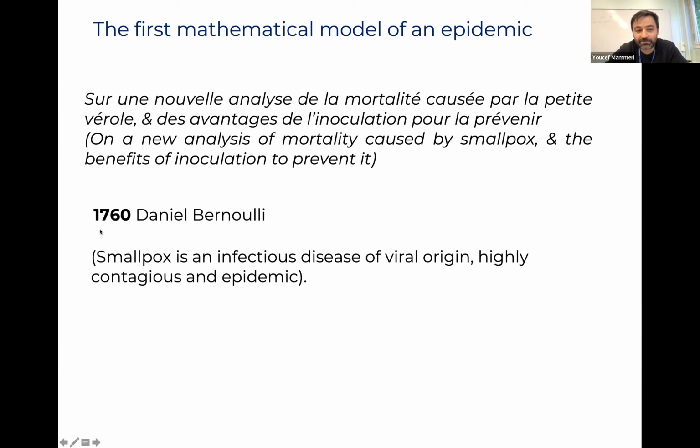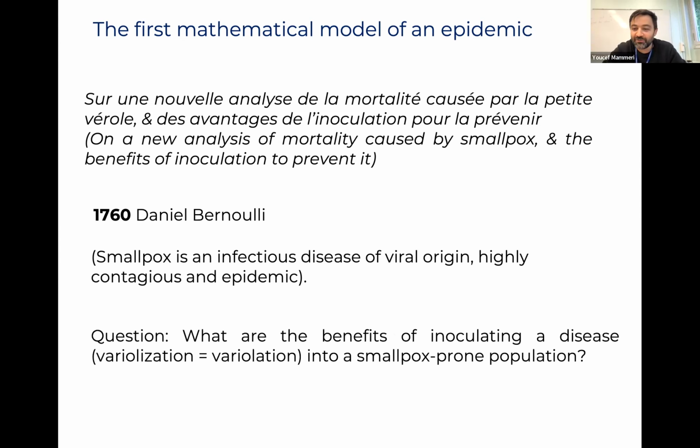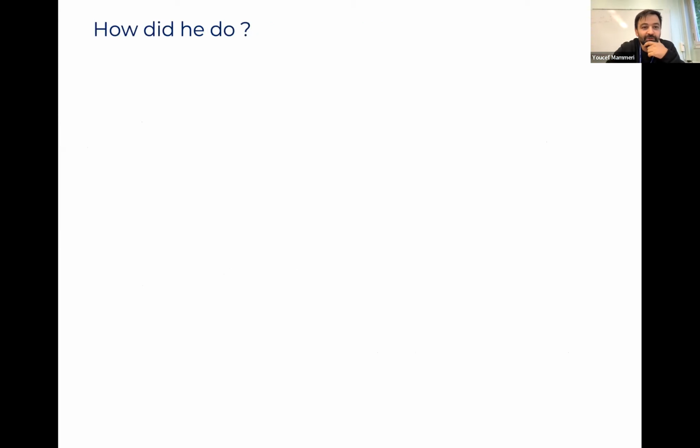It's very old: 1760. The paper was written in French by Daniel Bernoulli. Bernoulli was not French, he was from Switzerland, but he wrote the paper in French and presented it to the French Science Academy. The question of his paper was: what are the benefits of inoculation? At that time, we did not really talk about inoculation, but about variolization or variolation in a population. Today we could call it vaccination, but at that time it was not yet called vaccination.